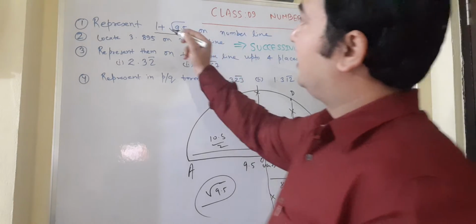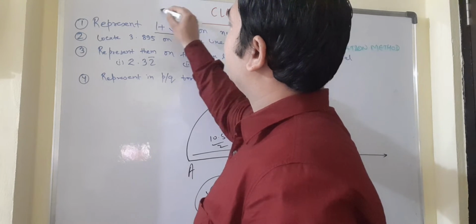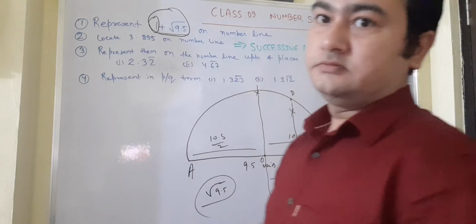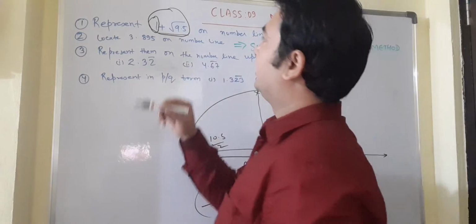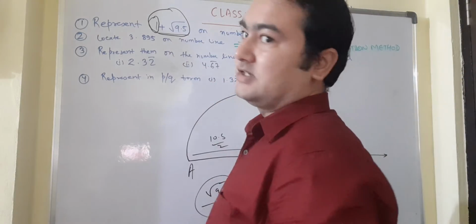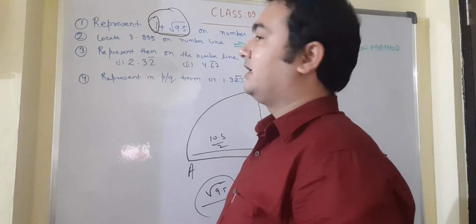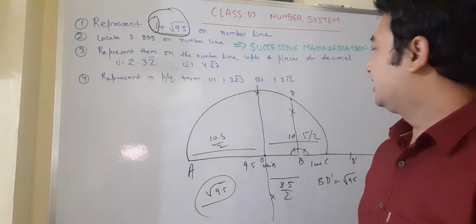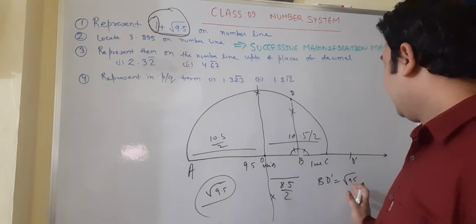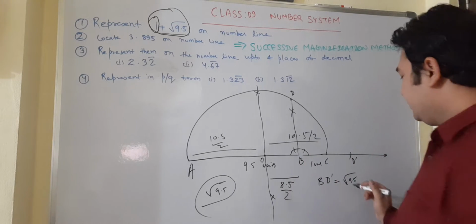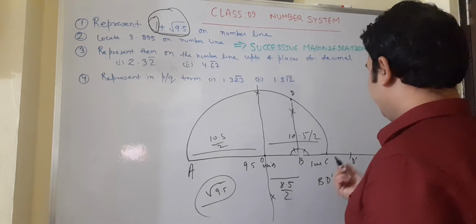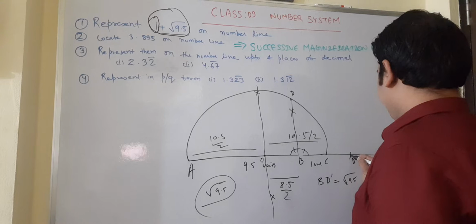Now the question is saying 1 plus root 9.5, and most of the students get confused because of this addition of 1. Because 1 is a rational number, this is irrational, and rational plus irrational is irrational. The whole number is irrational. But this addition of 1 makes it a little confusing. So do not get confused. You have taken the length of square root 9.5. You only have to add 1 unit to it. So 1 unit can be from here also.